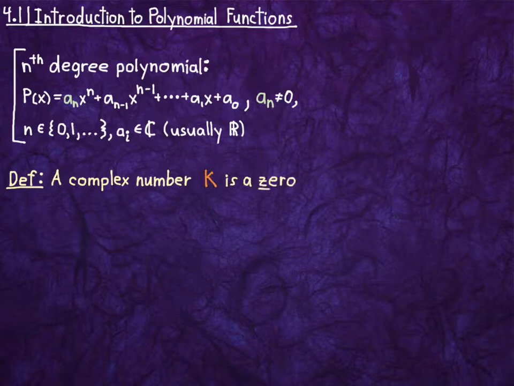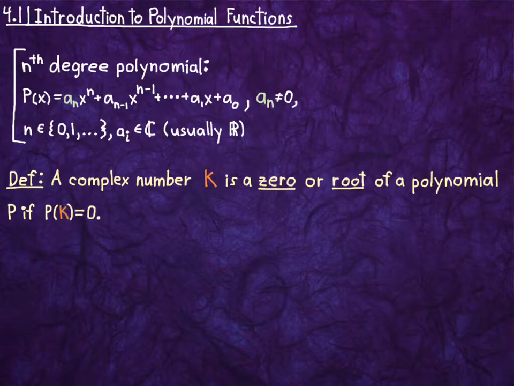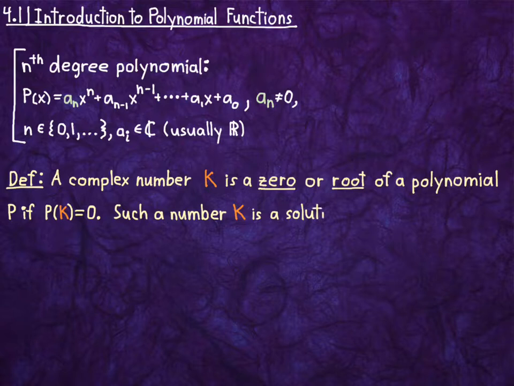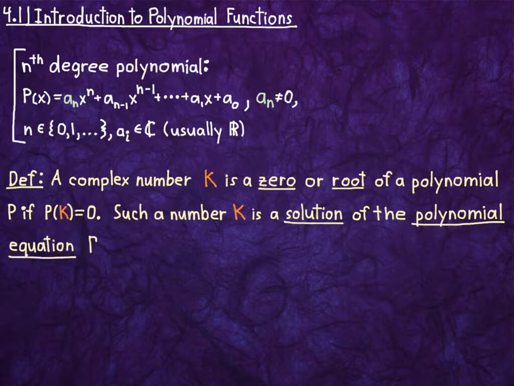So the definition: a complex number k is a zero or root of a polynomial p if p of k is 0. So a zero of a polynomial, that doesn't mean that your input is 0. It means your output is 0, p of k. Such a number k is a solution of the polynomial equation p of x equals 0. That's fairly obvious, I hope.